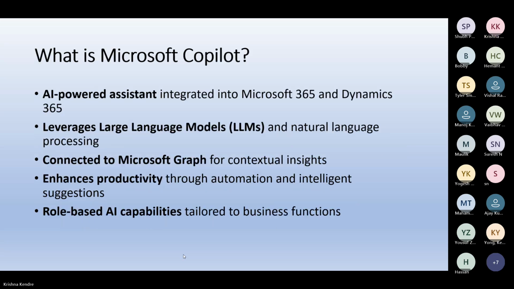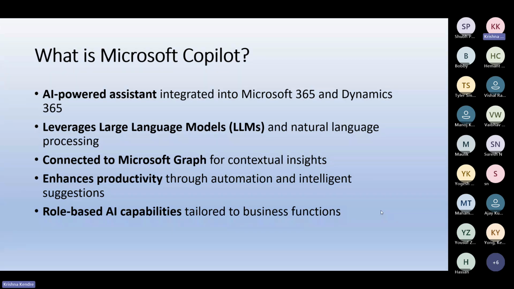Now, Copilot is like your GPT embedded into your application. Copilot is essentially an AI-powered assistant which is built directly into the tools we already use every day, like Outlook, Word, Excel, Teams, and Dynamics 365 apps. Instead of being a separate platform, it is embedded into the workflows, making it easy for a user to adopt it.